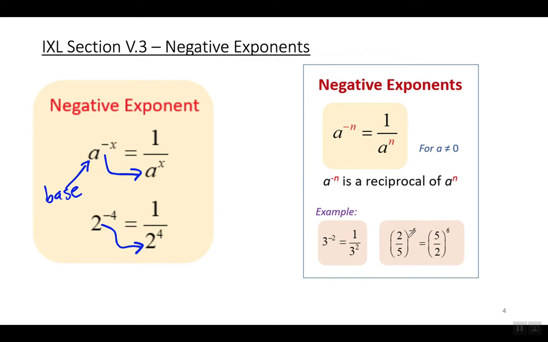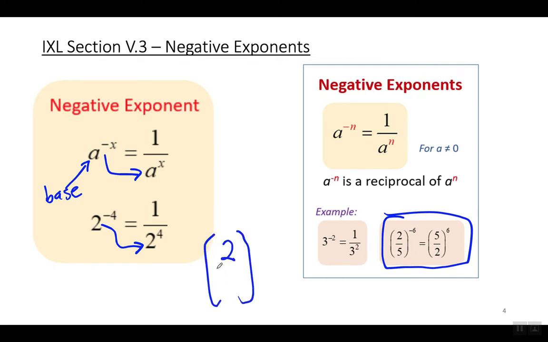Alright, here I got several examples. Let's look at this one right here. It has 2 over 5 and the entire thing to the negative 6th power. You should think about it this way: 2 to the negative 6th power over 5 to the negative 6th power. In both cases, I got to get rid of that negative sign. So I would put 2 to the negative 6th power in the denominator, and that gets rid of the negative sign, and 5 to the negative 6th power in the numerator, and that gets rid of the negative sign. And then you would work that out.